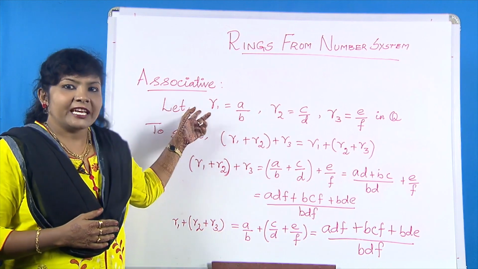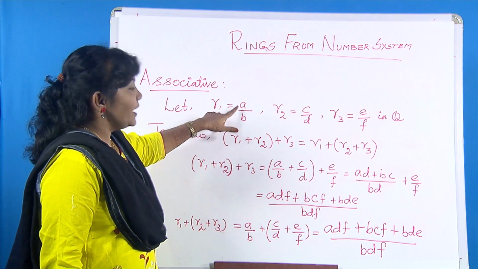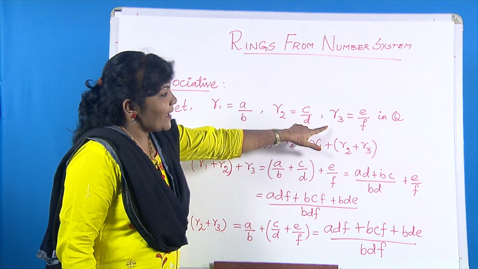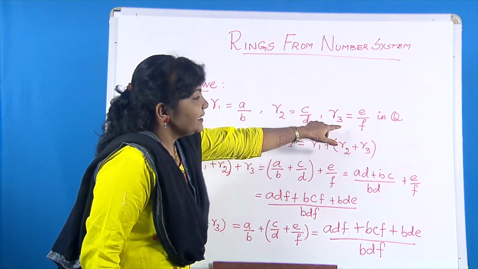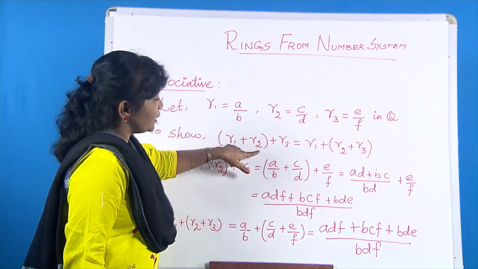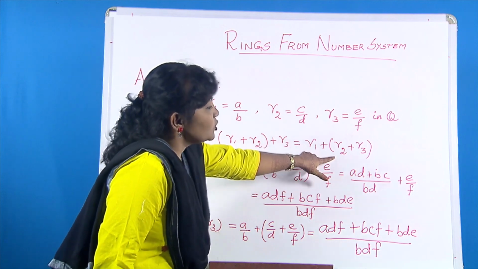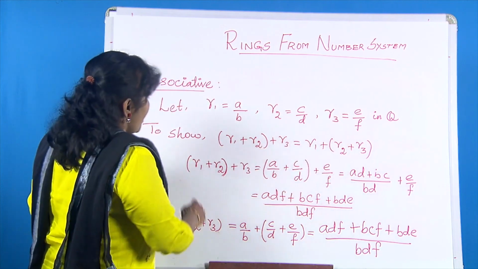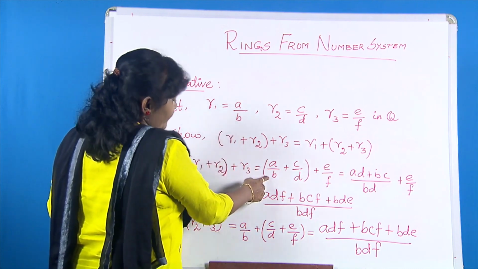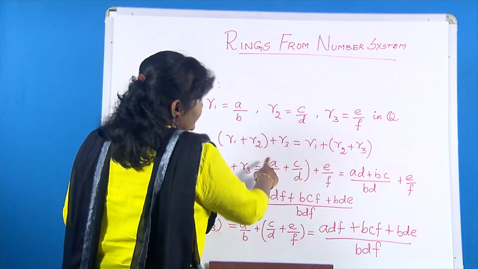Next, we check the associative property. Let us take the rational numbers r1 is equal to a/b, r2 is equal to c/d, r3 is equal to e/f in Q. So, we have to show that (r1 plus r2) plus r3 is equal to r1 plus (r2 plus r3). Here (r1 plus r2) plus r3, where r1 is a/b, r2 is c/d and r3 is e/f. So, this is in the bracket.